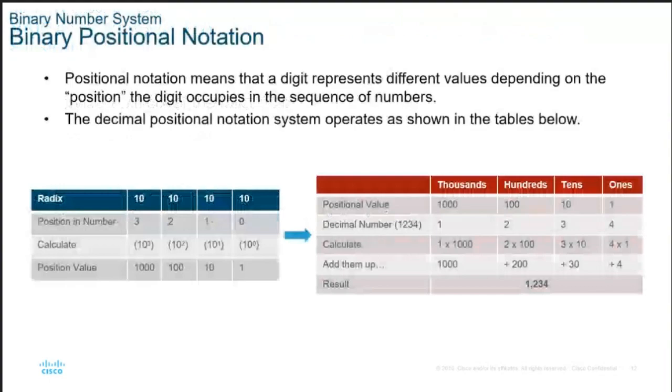So, in binary positional notation, positional notation means that a digit represents different values depending on the position the digit occupies in the sequence of numbers. The decimal positional notation system operates as shown in the tables below. In decimal, the radix is 10, and we have the position in number, and calculate, and then ito yung position value niya. For positional value, we have the decimal number na 1, 2, 3, 4. Kakalculate lang natin yan, multiply, then add, and then we get the result.